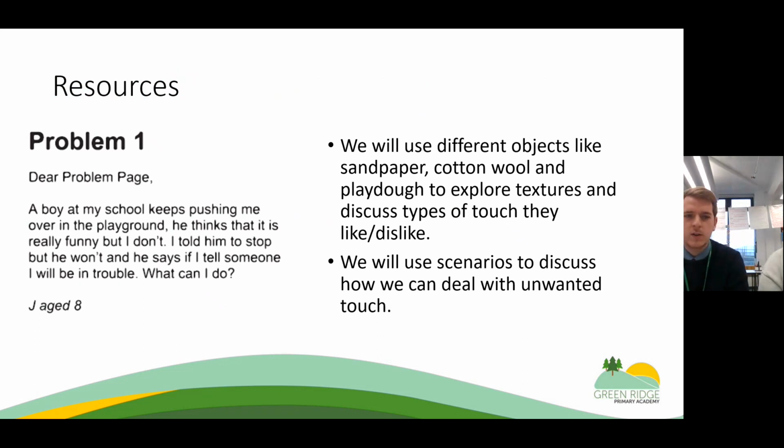We'll use different scenarios like the one on the screen right now. Just a typical scenario about a boy in the playground. He's been repeatedly pushed over. The other child seems to think it's funny, but this child says, I don't think it's funny. I think you should stop. But he says that he's scared to tell someone and he'll be in trouble if he does so. So it's about reassuring the children that talking to a grown-up or someone that they trust is really important. It's about building that culture of trust within them so that they feel safe and comfortable to talk about things when they arise.